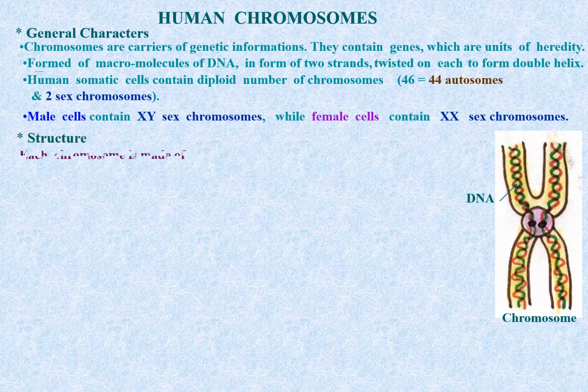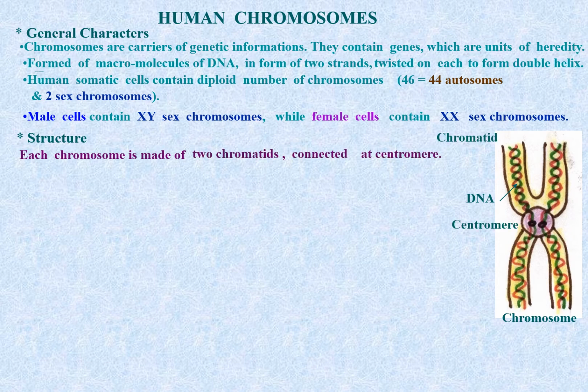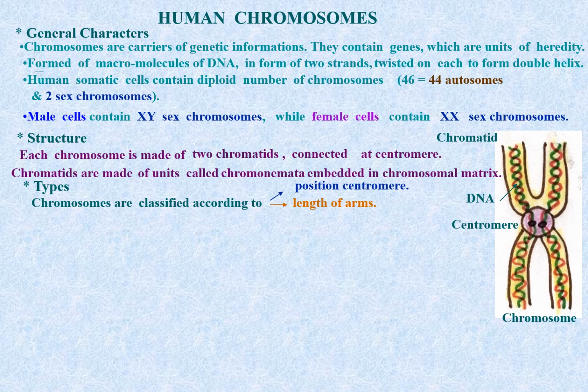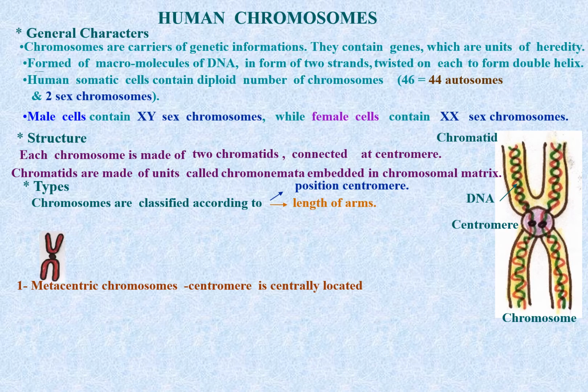Structure. Each chromosome is made of two chromatids connected at the centromere. Chromatids are made of units called chromonemata, embedded in the chromosomal matrix. Types. Chromosomes are classified according to the position of the centromere and the length of the arms into metacentric chromosomes, where the centromere is centrally located. It may be with short or long arms.